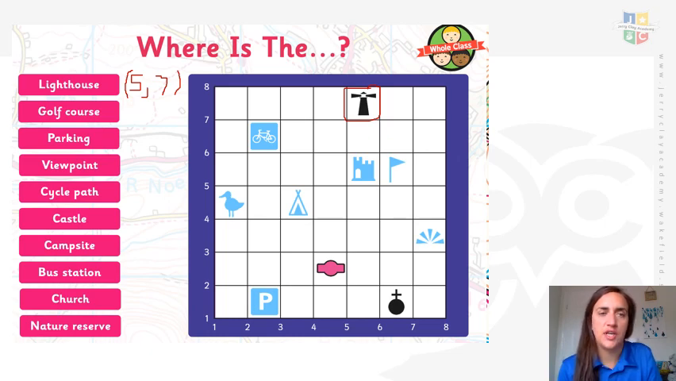So what I'd like you to do is have a look at the other places on the map. So we've got the golf course, parking, the viewpoint, cycle path. Don't worry if you don't know exactly what the symbol is to match those places, just have a go. The answers are going to be coming up on the next slide.